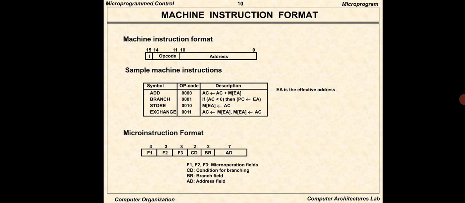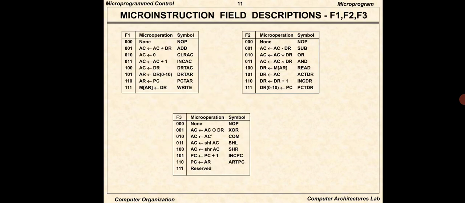And 2 bits are used for the branch field. 2 bits are used for the condition for branching, and next we are using 3 bits for the micro operation fields, which are your F1, F2, F3. F1, F2, F3 are of 3 bits each, which is the micro operation field. Next you have 2 bits of condition for branching, next 2 bits for the branch field, and next 7 bits for your address field.